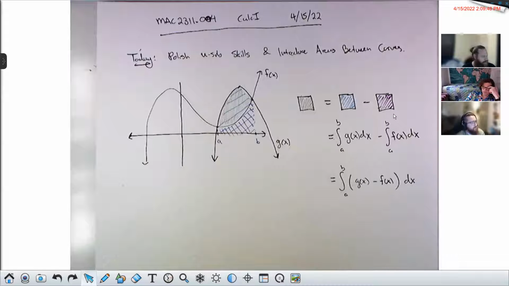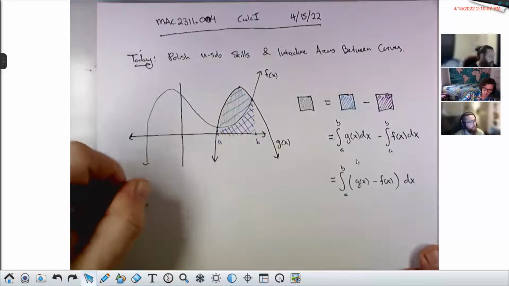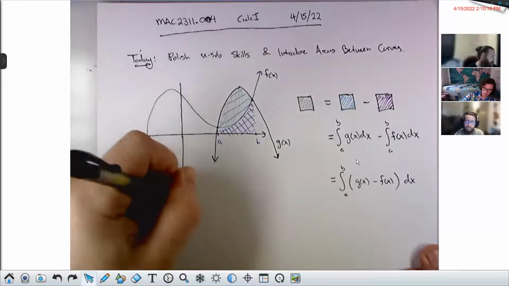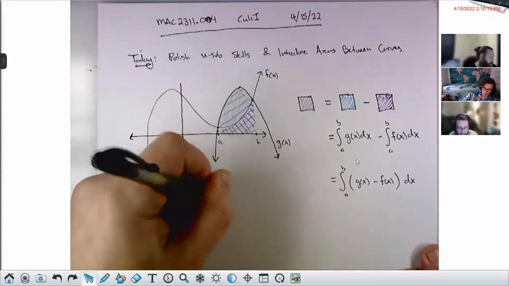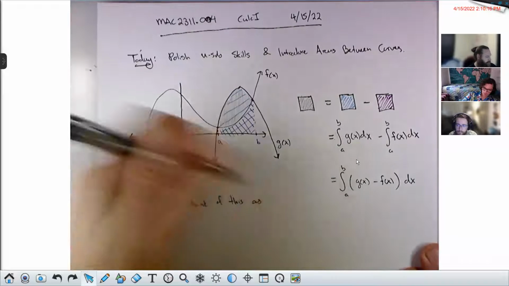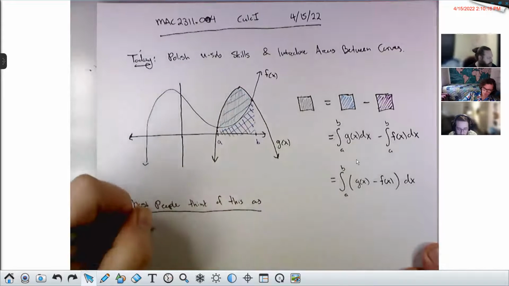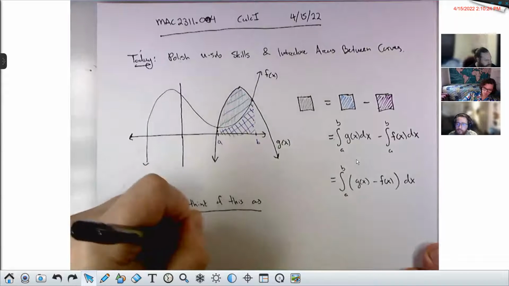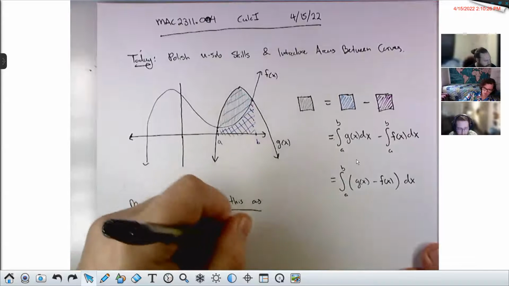But for today, I really just wanted to get us more practice calculating these integrals. We might wrap up a little bit early and expose you to the idea that the area between 2 curves can be thought of as a difference of areas, which can be thought of as a difference of integrals, which can be combined into a single integral. Most people remember this as the integral from a to b of the upper function minus the lower function dx.